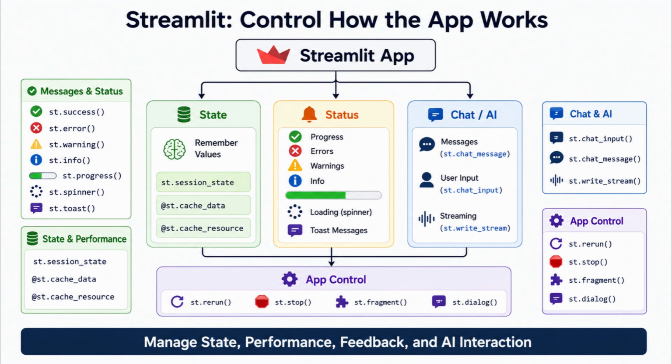Streamlit also provides special tools for AI applications, including chat input, chat messages, and streaming responses. And functions like rerun, stop, fragments, and dialogues give us more control over execution. Put everything together: content, widgets, visualization, layout, state, and control, and Streamlit gives us a powerful way to build complete interactive Python web apps.